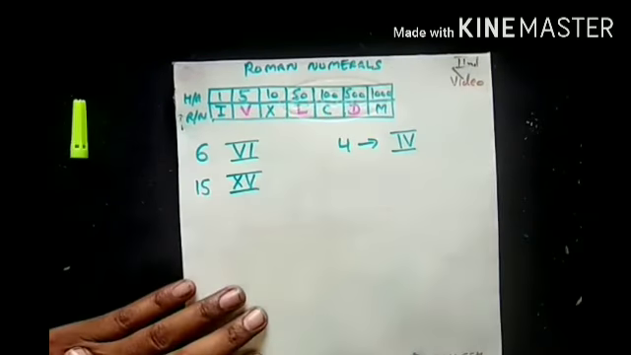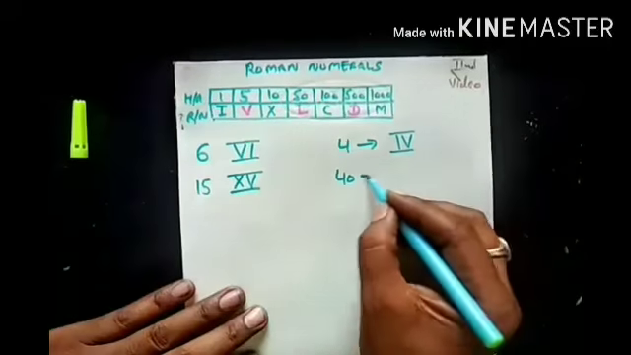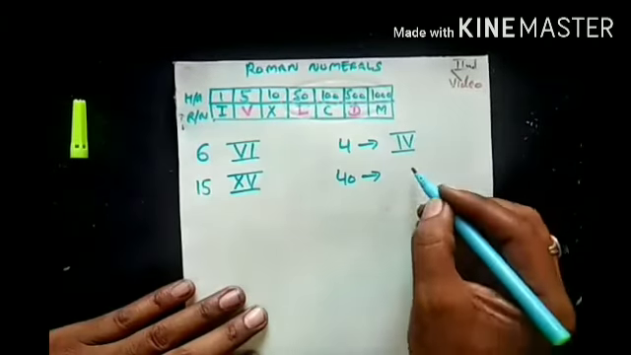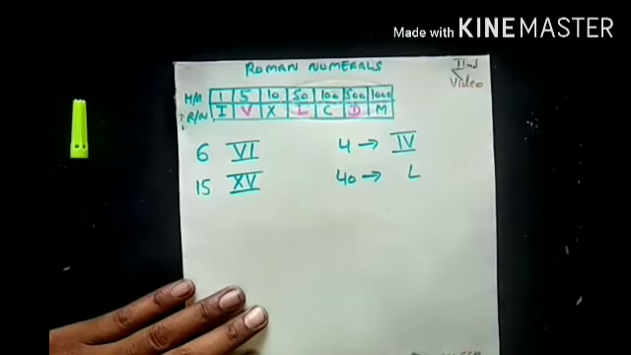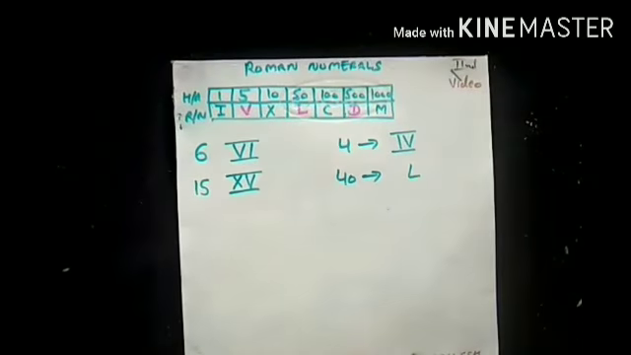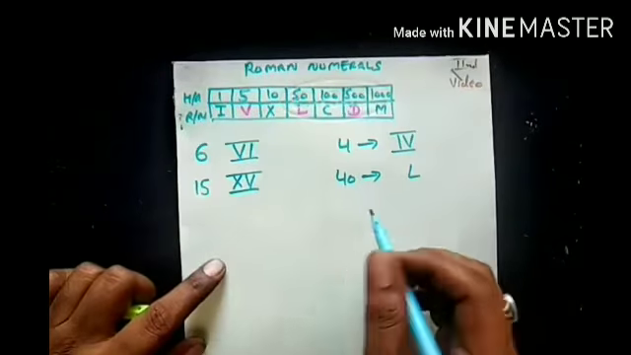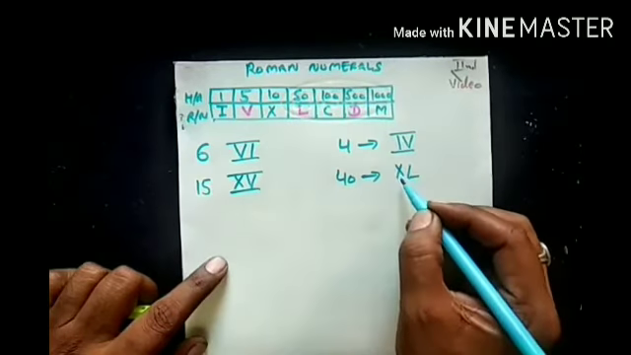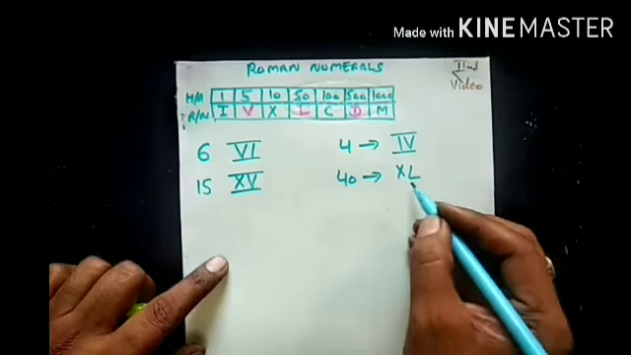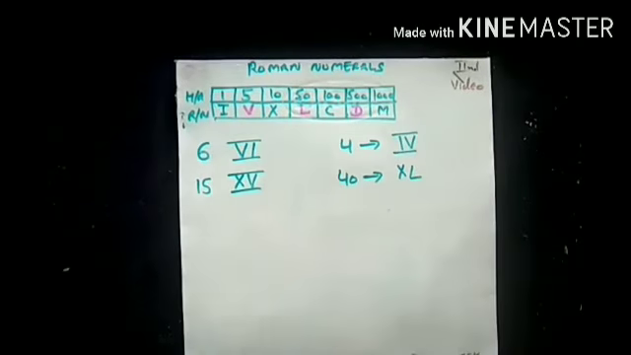Now if I have to write 40, what is the symbol for 50? That is L, and I have to subtract 10. The symbol for 50 is L and I have to subtract 10, so I will write X on the left hand side of the L. Therefore XL is the Roman numeral for 40.